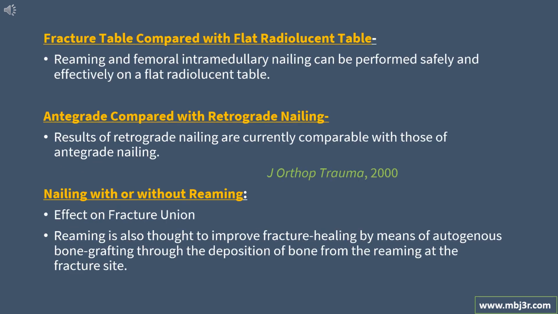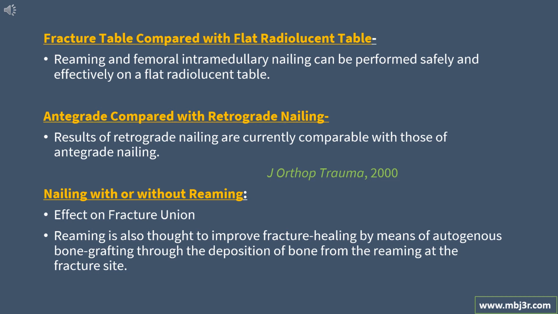Fracture table compared with a flat radiolucent table. Worldwide, the fracture table is commonly used for nailing and it is good for reduction, but you can do nailing without a fracture table also. Reaming and femoral intramedullary nailing can be performed safely and effectively on a flat radiolucent table. Antegrade compared with retrograde nailing. There was one study published in the Journal of Orthopedic Trauma 2000. According to that study, results of retrograde nailing are currently comparable with those of antegrade nailing.